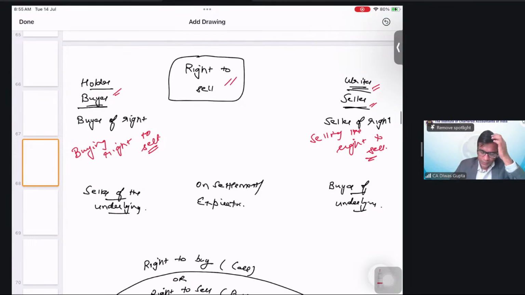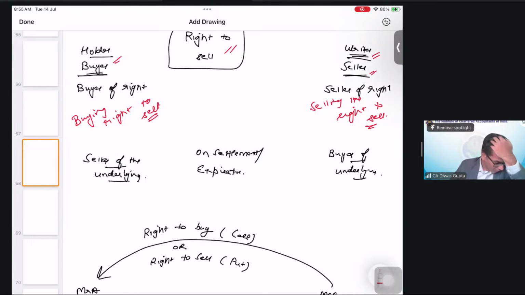Clear? Now, whether someone is the seller of the underlying or the buyer of the underlying will depend on the situation. For example, the holder of the put option will become the seller of the underlying, because if the right to sell gets executed, that person will become the seller of the underlying. If on expiry the put option gets exercised, the writer of the option, or the seller of the option, will become the buyer of the underlying. Clear?